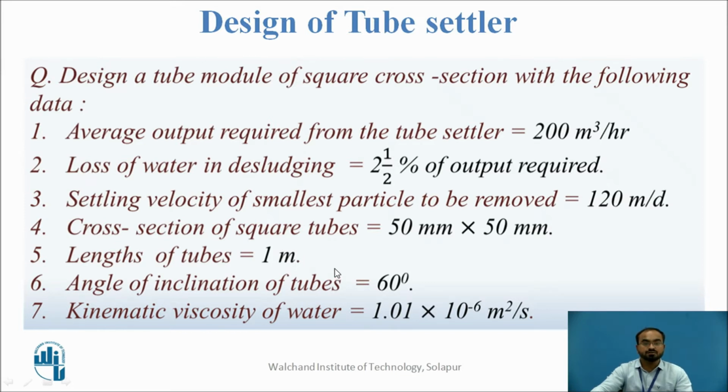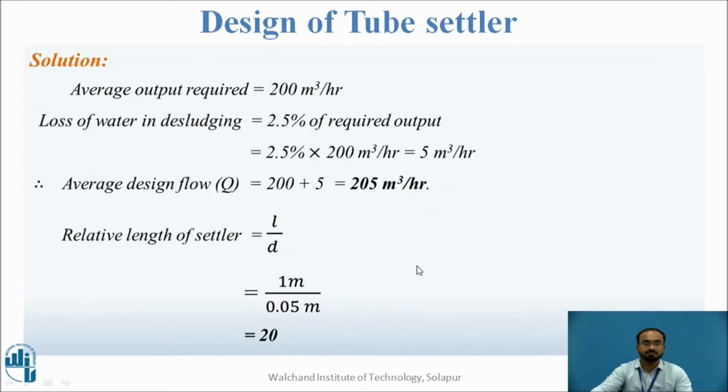Angle of inclination of the tube to the horizontal will be 60 degrees, and kinematic viscosity of water is 1.01 into 10 raised to minus 6 meter square per second. So first, we will calculate the discharge. The average output required is 200 meter cube per hour.